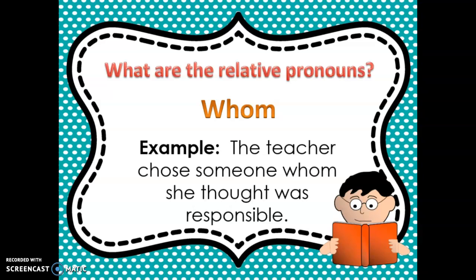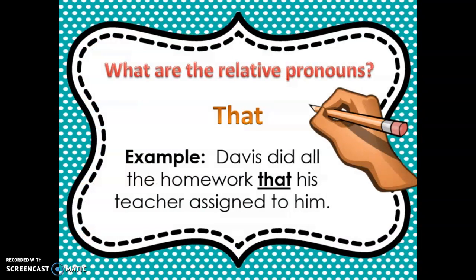We have whom. We have the teacher chose someone whom she thought was responsible. And the whom is referring to someone she thought was responsible. We have that. Davis did all the homework that his teacher assigned to him. That is referring to the homework.